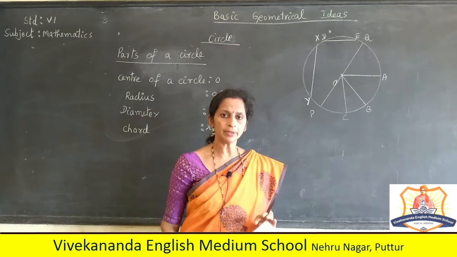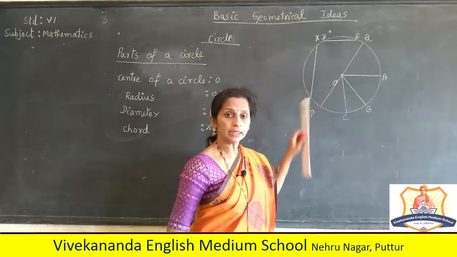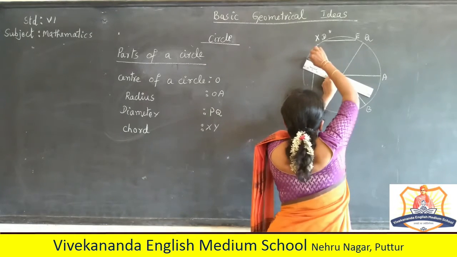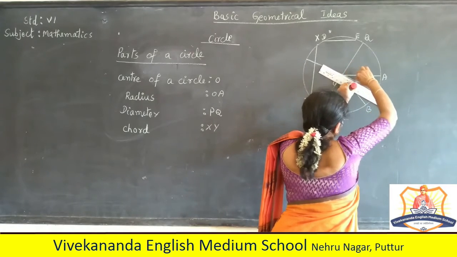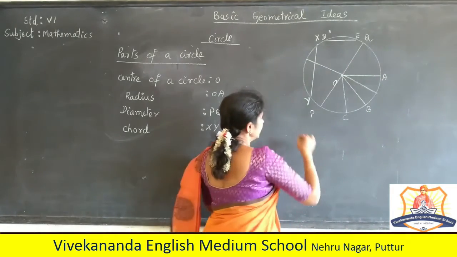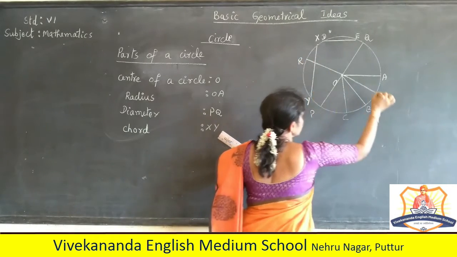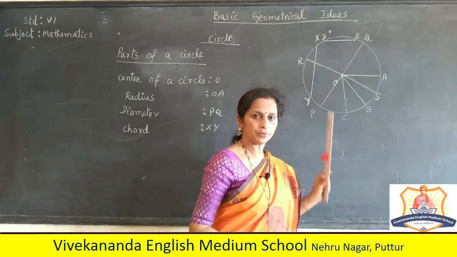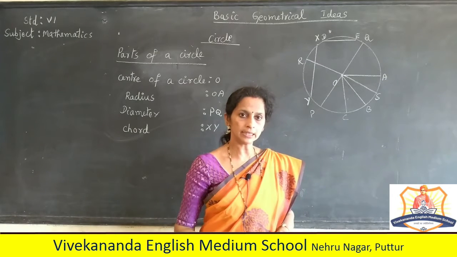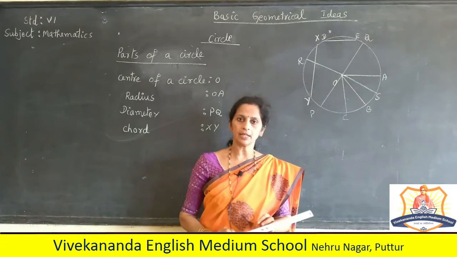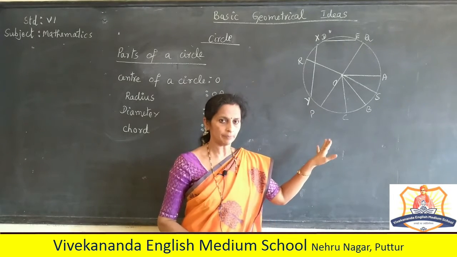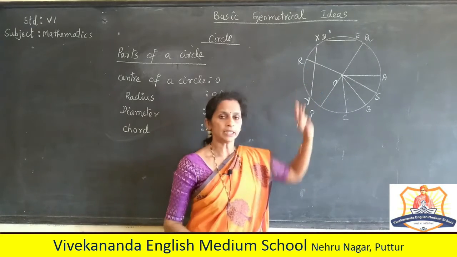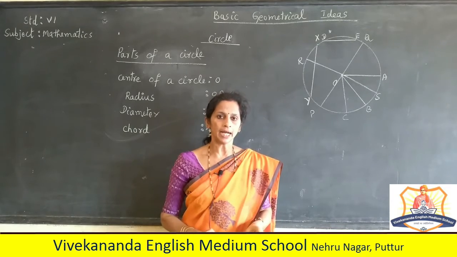And now, will you tell me what about the lengths of the different diameters? Now, if you join another line which passes through the center, that means it is a diameter. Will you tell me the length of RS and PQ? What about the lengths of the lines RS and PQ? How does it look? It looks the same. So the lengths of the diameters in a circle are the same. The lengths of the radii in a circle are also the same, but the lengths of the chords in a circle are different at different positions.